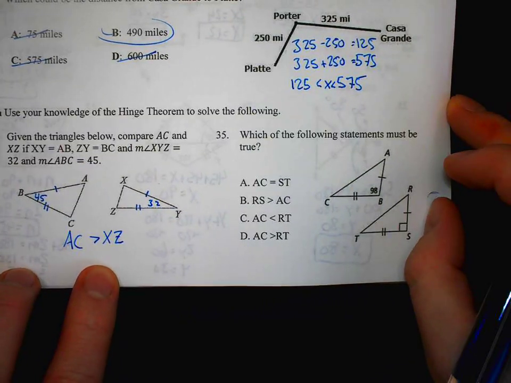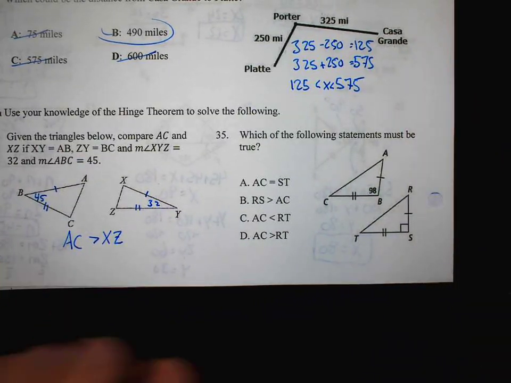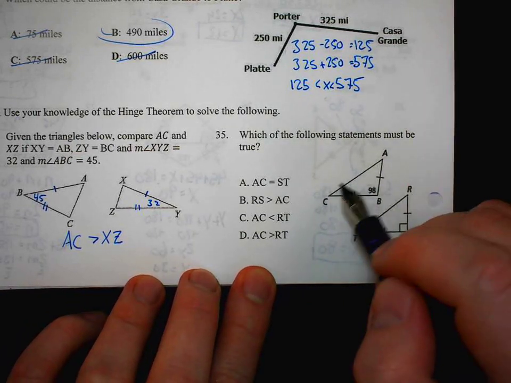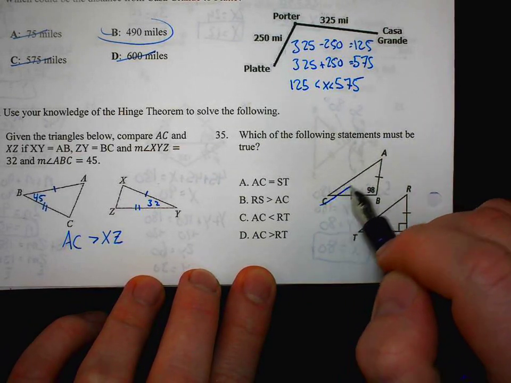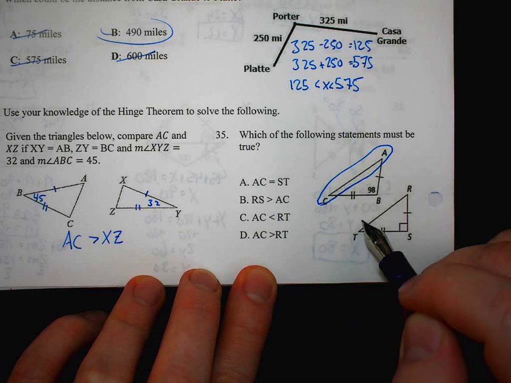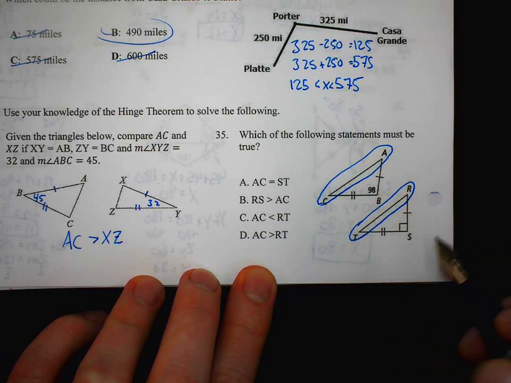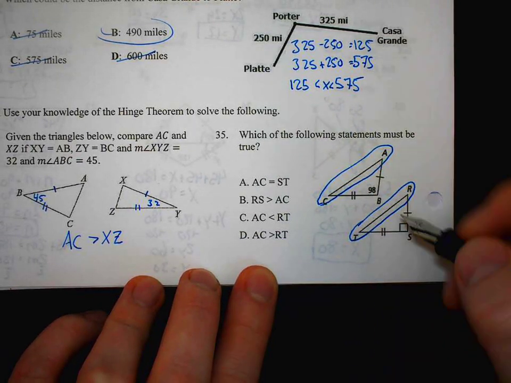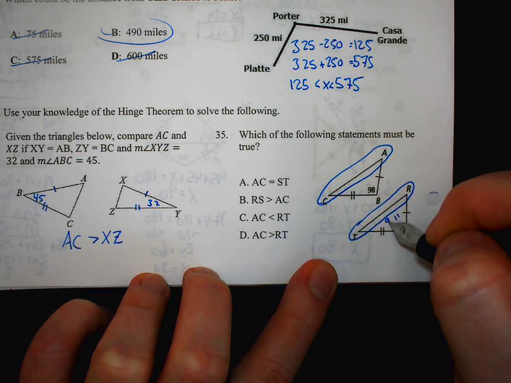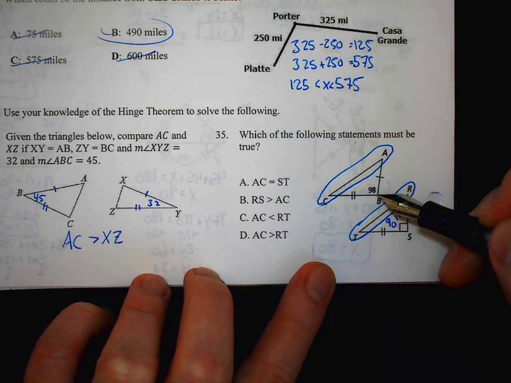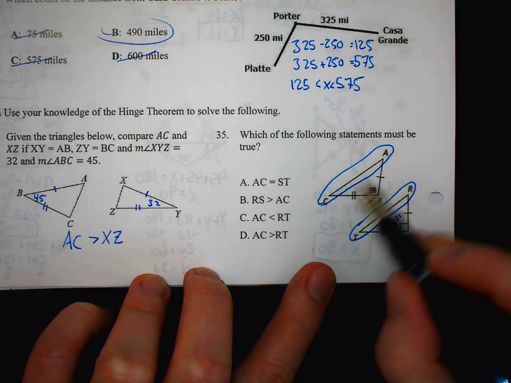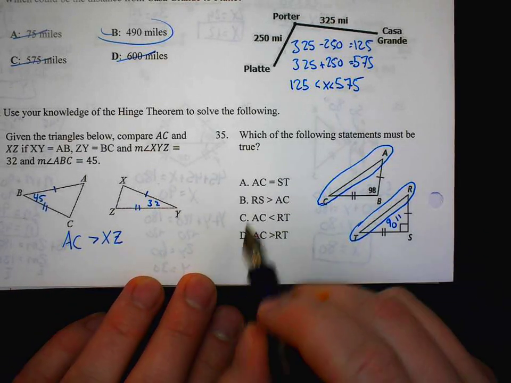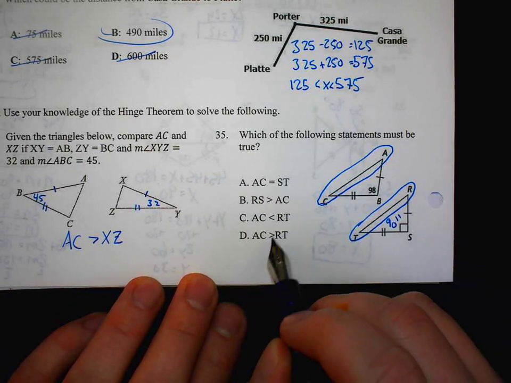35. Which of the following statements is true? Comparing the third side means we're going to be looking at AC and RT. Here we have an angle of 98. Here we have an angle of 90. 98 is bigger than 90, so AC must be bigger than RT. So AC greater than RT.